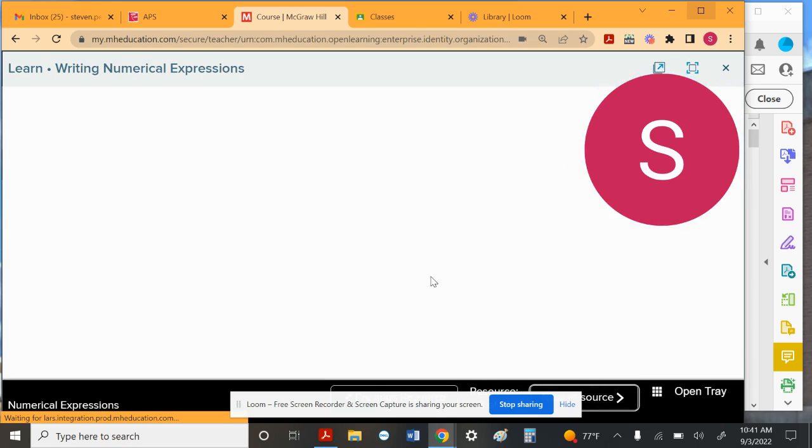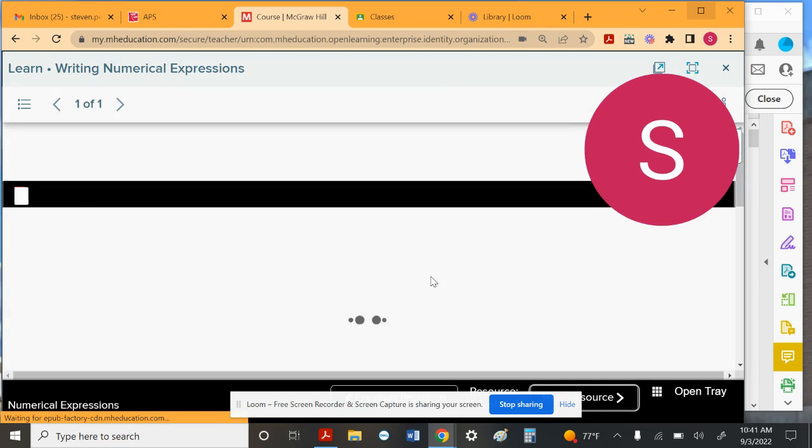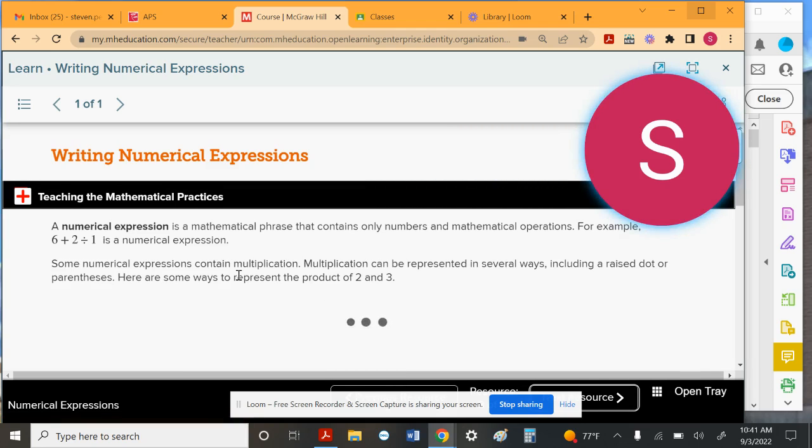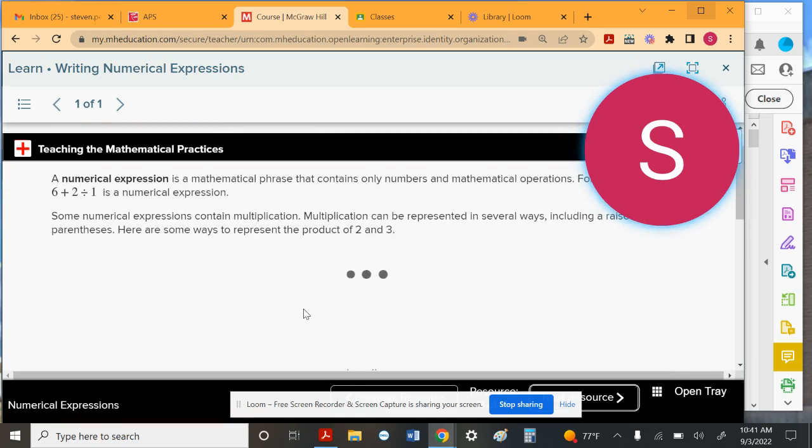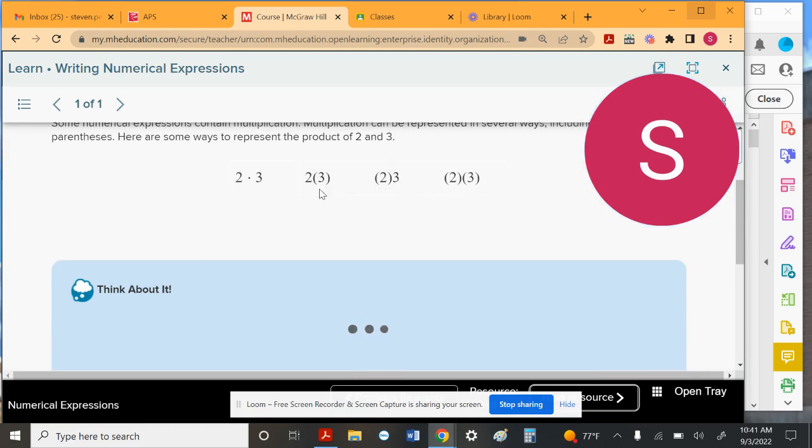So writing numerical expressions. This is coming from looking at a problem here. So notice here, 6 plus 2 divided by 1 is a numerical expression. Multiplication can be expressed in multiple different ways. So some ways to multiply two things, we can do 2 dot 3, 2 parentheses 3, parentheses 2 parentheses 3, or parentheses 2 times parentheses 3. This means multiplication if you have parentheses wrapped around it and a number in front or a number in back. Notice for multiplication, we put the dot there. Do not use the X's.